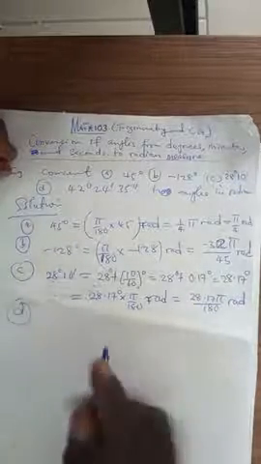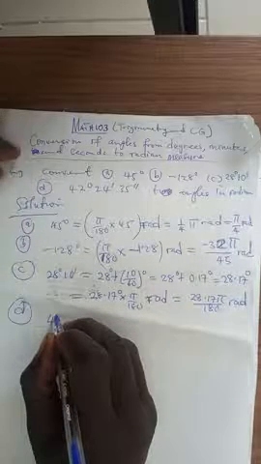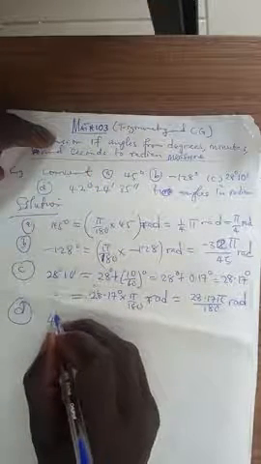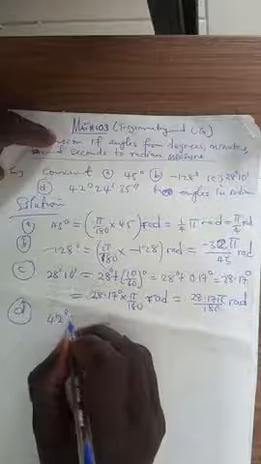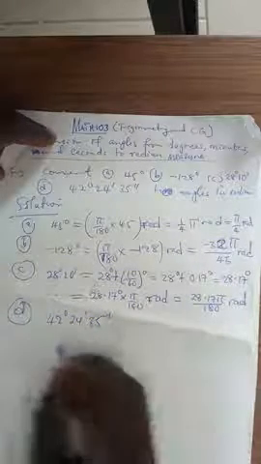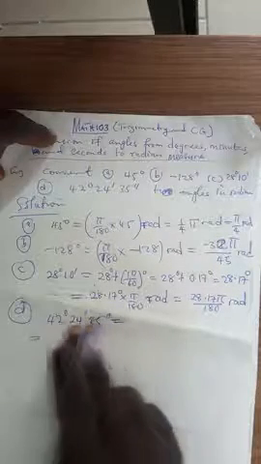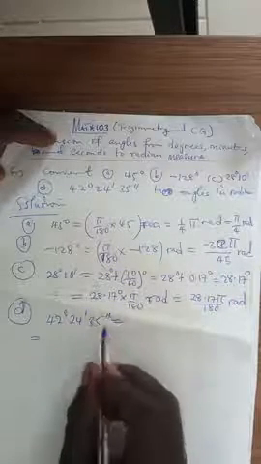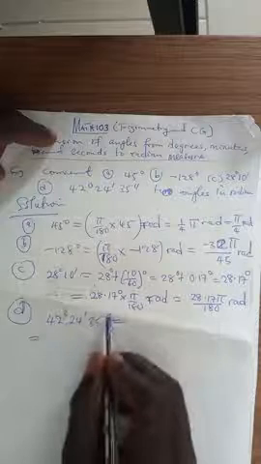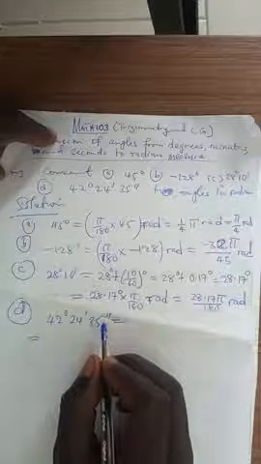The D part is saying you are to convert 42 degrees, 24 minutes, 35 seconds. Now, for you to convert this to an angle in radian measure, you have to convert these first two to an angle in degree first.